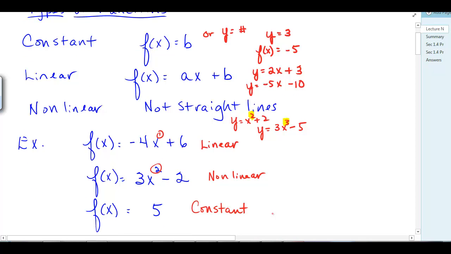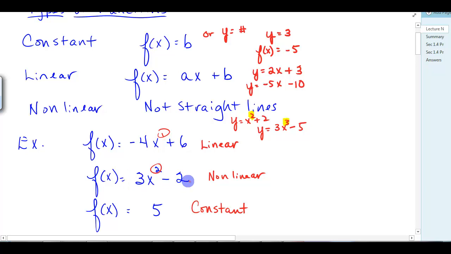So in your homework, you might be asked to determine whether something is linear, nonlinear, or constant. Here would be an example where you would decide this is linear. The exponent on x is a 1, and it's not usually written in there. It would be understood.